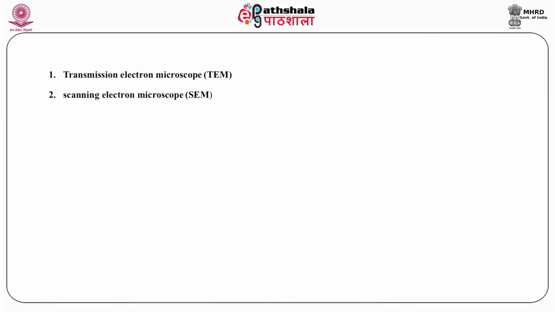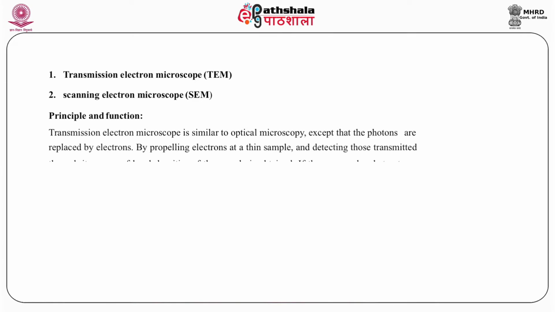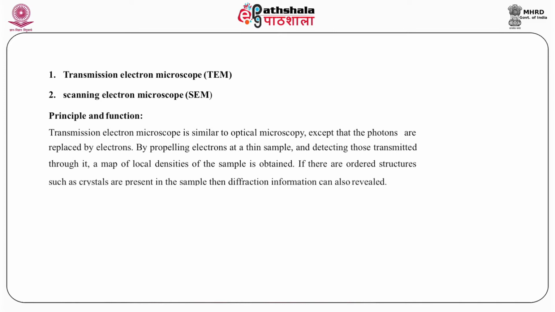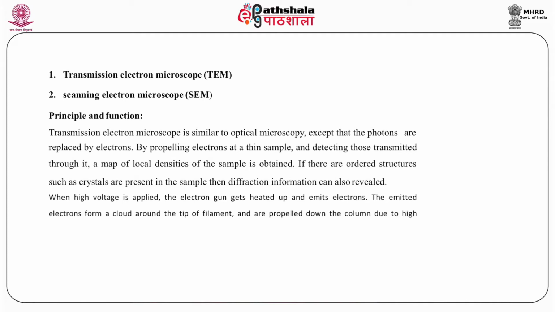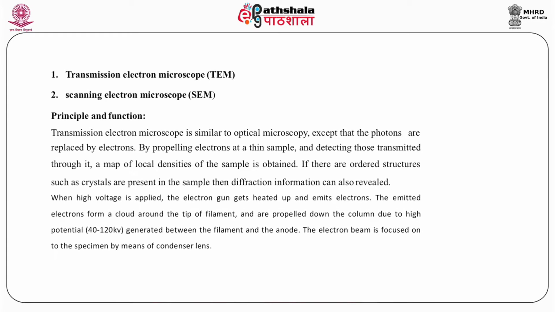As far as the TEM is concerned, which we are doing in this module, it is similar to the optical microscope, except that photons are replaced by electrons. Second, electrons are propelled at a thin sample and those transmitted through it are detected, which is why it is called transmission electron microscopy. This maps the local densities of the sample. If ordered structures such as crystals are present, the diffraction information can be revealed.